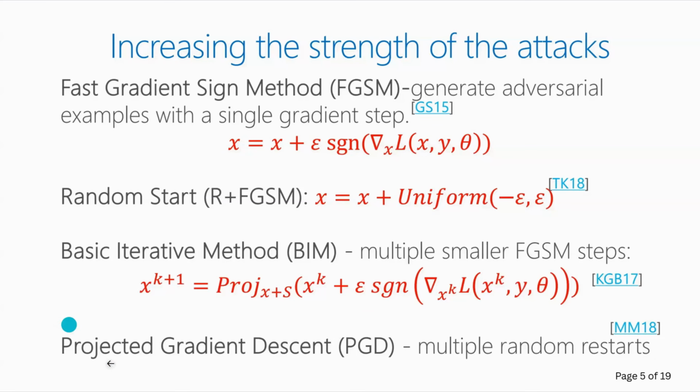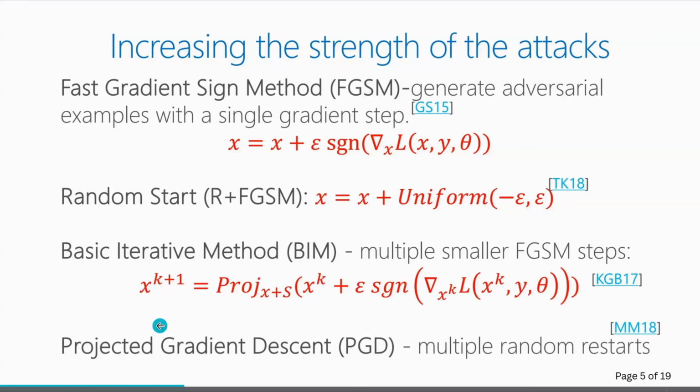PGD, projected gradient descent, is essentially BIM with multiple restarts. You run the whole iterative process from several different random starting points within the epsilon ball and take the worst case result. This makes it harder to get lucky and avoid the attack. PGD is considered the gold standard first order attack, and this is what robust models are generally evaluated against. The pattern here is clear. Each method builds on the previous one, making the attack progressively stronger and harder to defend against.